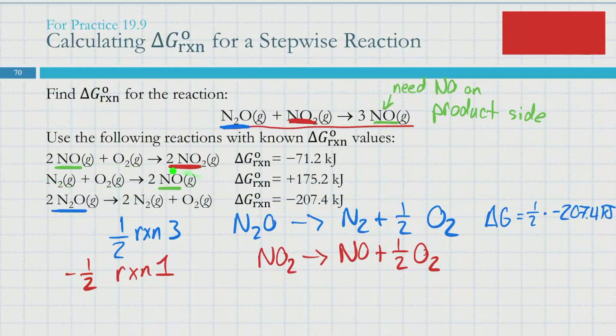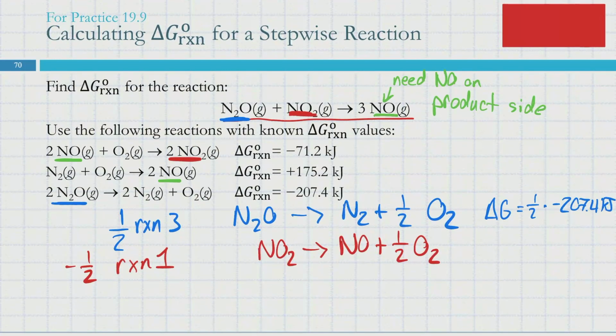Fortunately for us, reaction 2 has an N2 on the left side, so that would cancel out with the N2 we have here. We've got an O2 on the reactant side. That'll cancel out with the O2 that we've got here. And we've got 2 NO on the product side that will stack up with the NO we've already got, making it 3 NO.